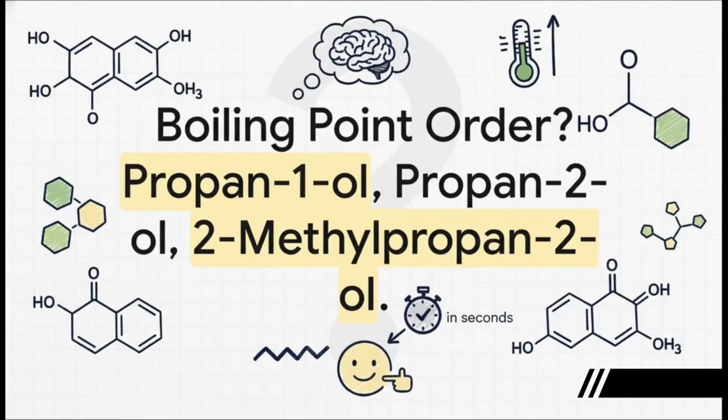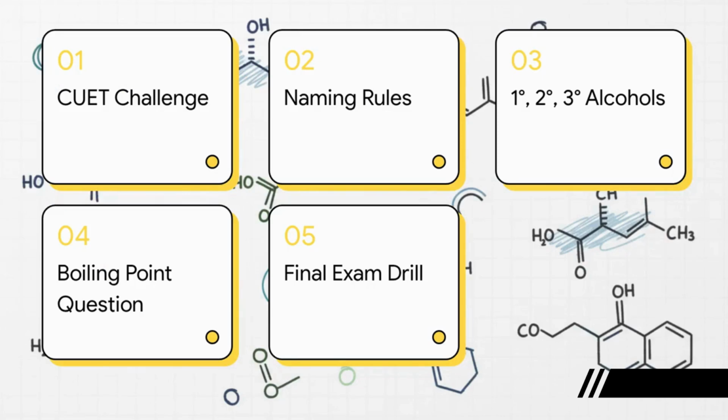Okay, let's jump right in with a little challenge. Take a look at this question on your screen. This is a classic high-yield CUET problem. It mixes classification with physical properties. Now, if you're feeling even a little bit hesitant or you're not 100% sure of the answer and the reason why, that's totally fine. Because by the end of this short explainer, you'll be solving questions just like this in seconds. I promise.